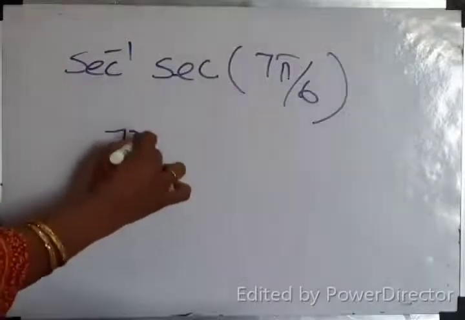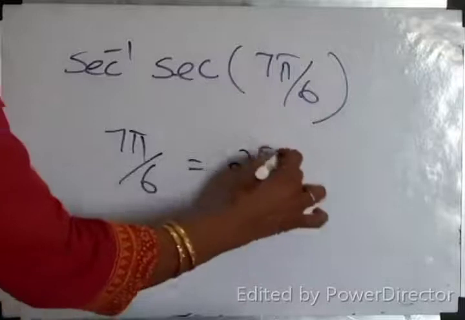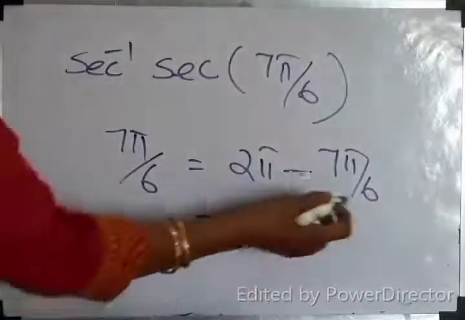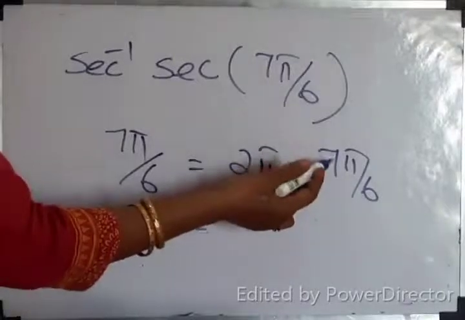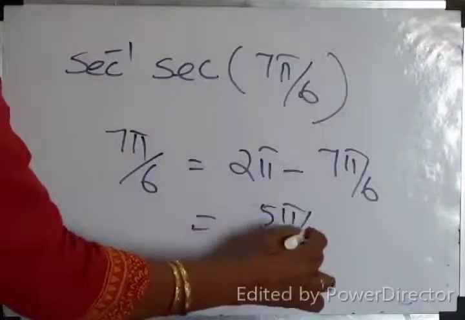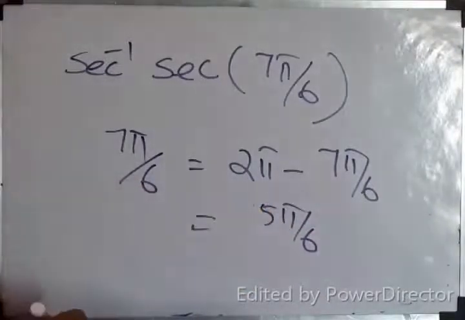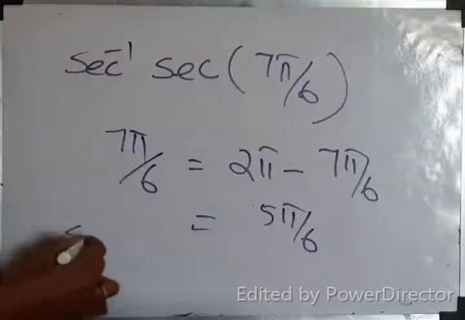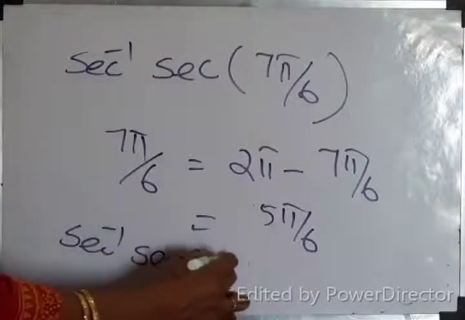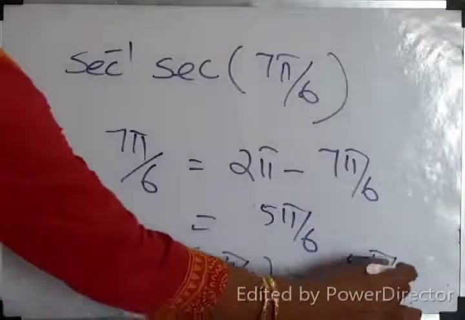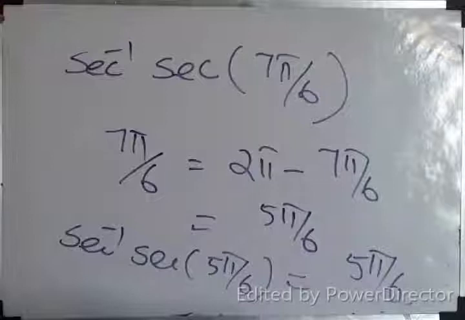Now 7 pi by 6 alone I will take. This I can write as 2 pi minus 7 pi by 6. What am I getting? 12 pi minus 7 pi, that is 5 pi by 6. Is that the correct answer, isn't it? Pi by 6 is 30 degrees, so 150, correct. So secant inverse secant 5 pi by 6 is equal to 5 pi by 6. Do you understand, children? Right.